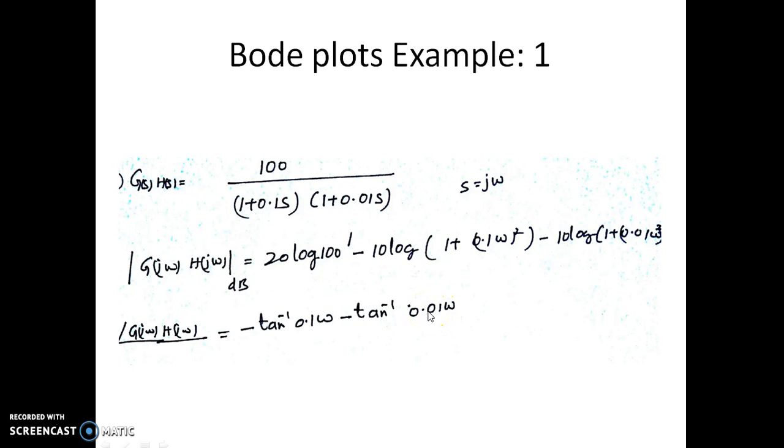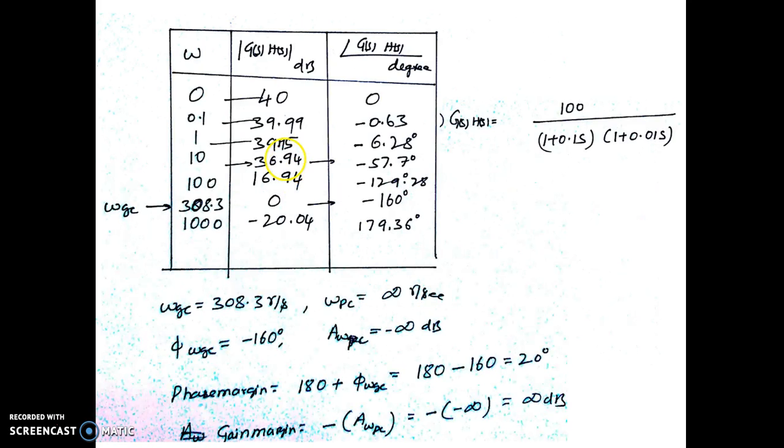We'll write the magnitude and phase for different omega values, which is over here. If omega is equal to 0, the magnitude is 40 dB and the phase is 0 degrees. Likewise, both magnitude and phase were found for different values of omega. And a particular frequency was found where the magnitude happens to be 0 dB. That corresponds to the gain crossover frequency, which in this particular case is 308.3 radian per second.